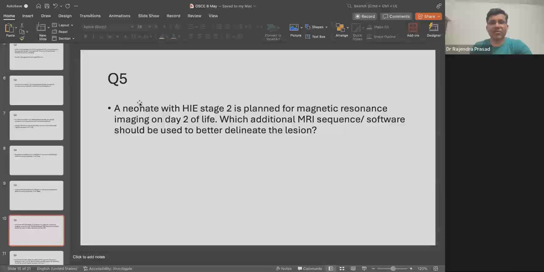Okay. So a neonate with HIE stage 2 is planned for magnetic resonance imaging on day 2 of life. The baby is not receiving hypothermia for some reasons, and the parents wanted some better prognostication, and we are going for imaging as early as day 2 of life. Which additional MRI sequence or software should be used to better delineate the extent of involvement or the lesion? Additional means in addition to T1 and T2 images, what else we should do?